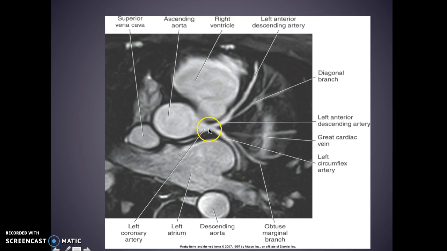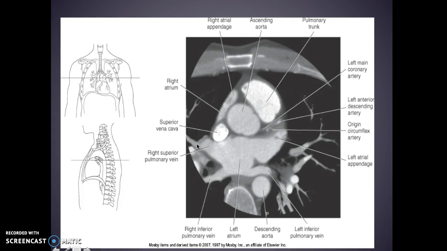They call that the widowmaker. If this gets blocked, it blocks the left descending and the circumflex, and you have a massive heart attack and usually drop dead. So not good. This here you can barely see.